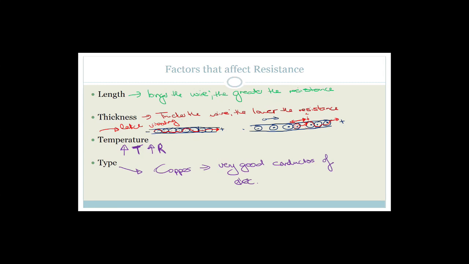Okay, so those are the factors that affect resistance: length, thickness, temperature, and type. And grade 10s, you need to know this. You need to be able to list it and explain every single one of them for the exams, okay?